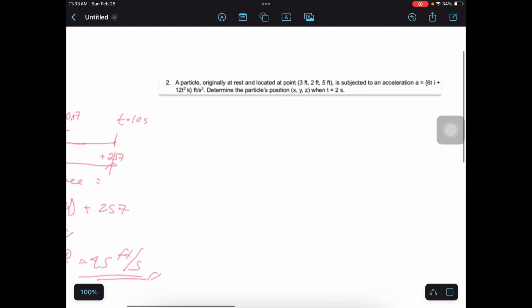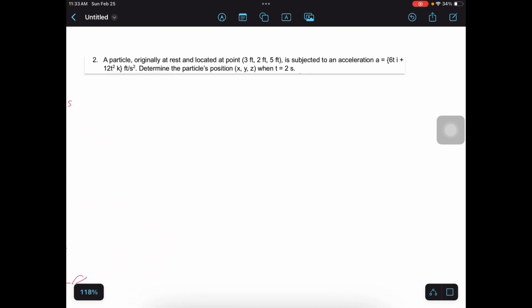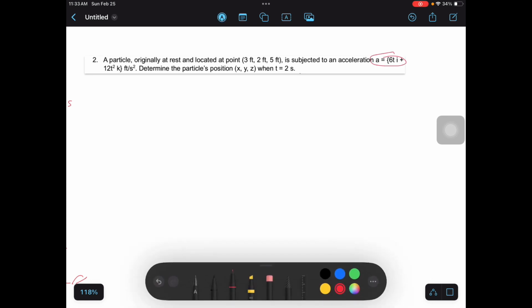Number 2 naman. So, in number 2, a particle originally at rest and located at 0.325 feet is subjected to an acceleration. Ito yung function ng acceleration. Determine the particle's position after 2 seconds. So, the problem, sinabi niya na i-express ang answer natin into x, y, z. Ibig sabihin, not resultant. Naka x, y, z yung answer dapat natin.